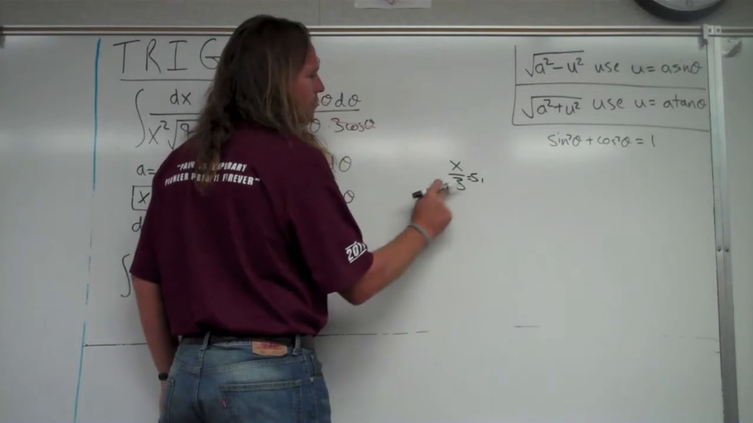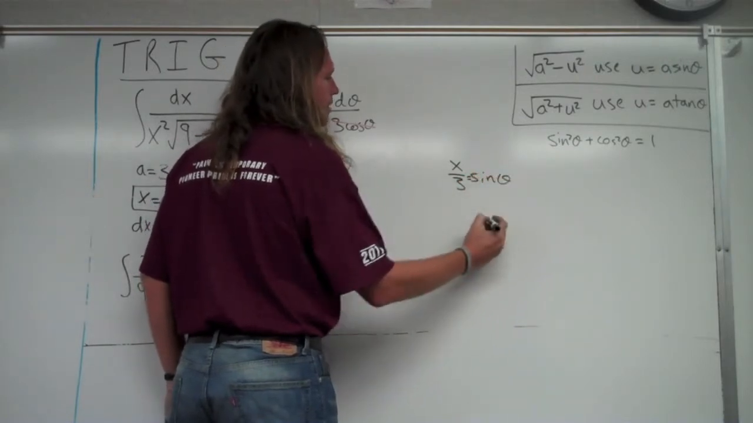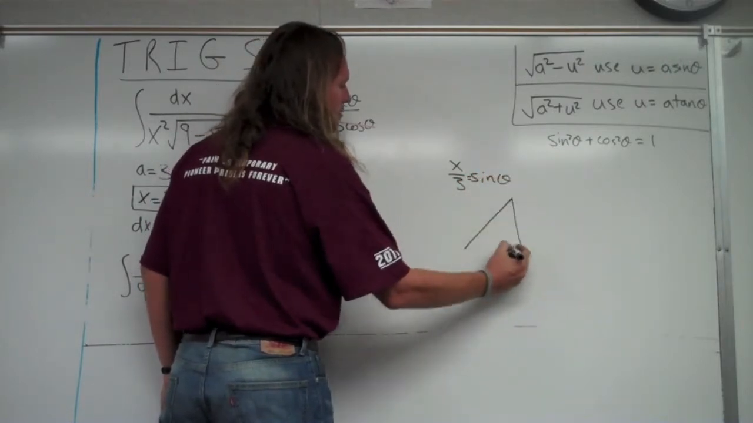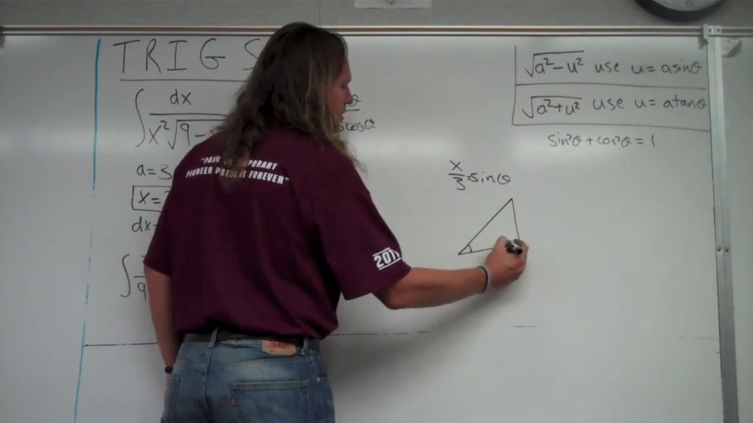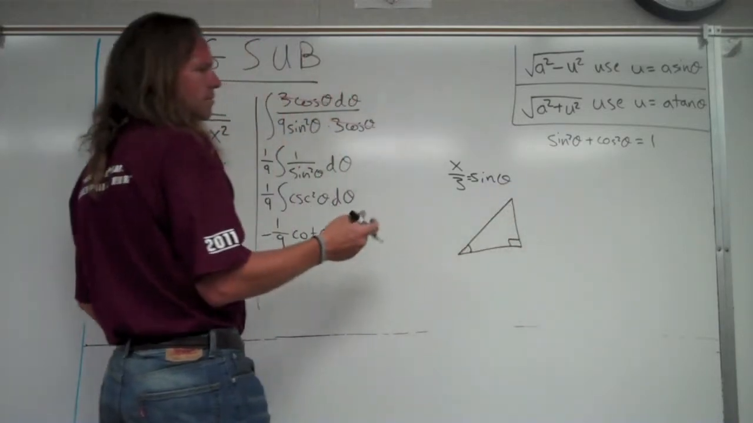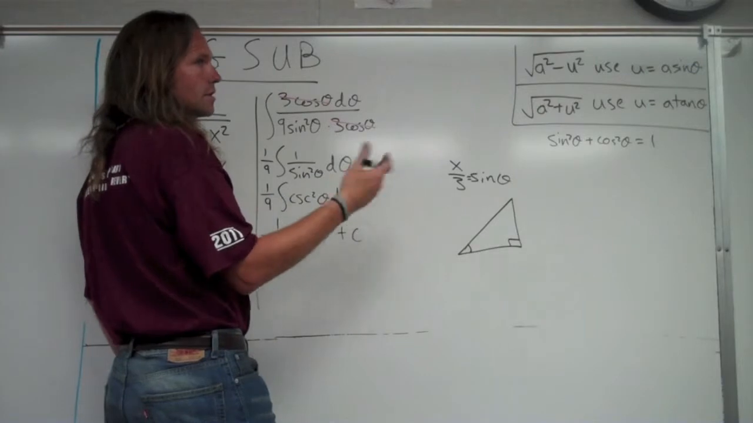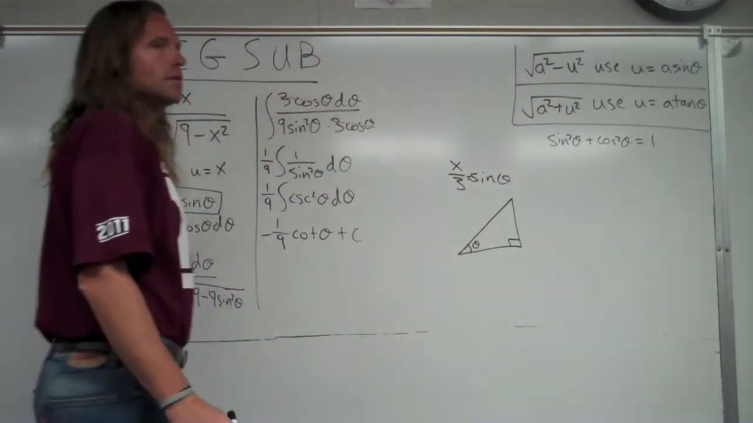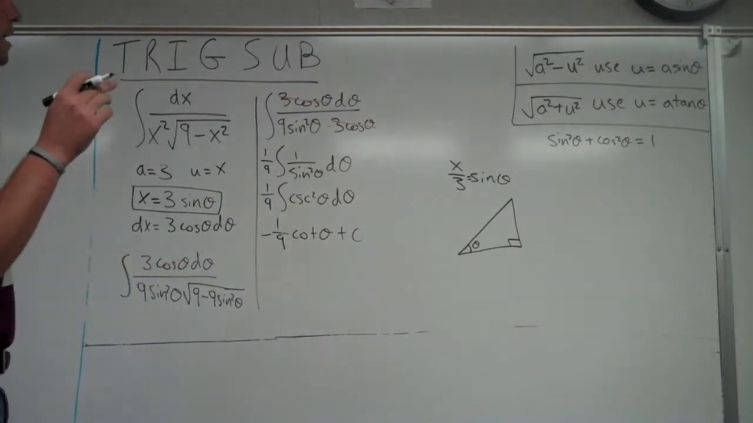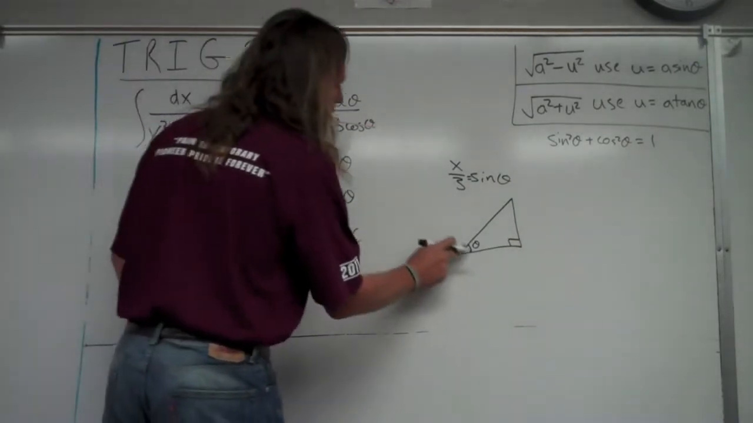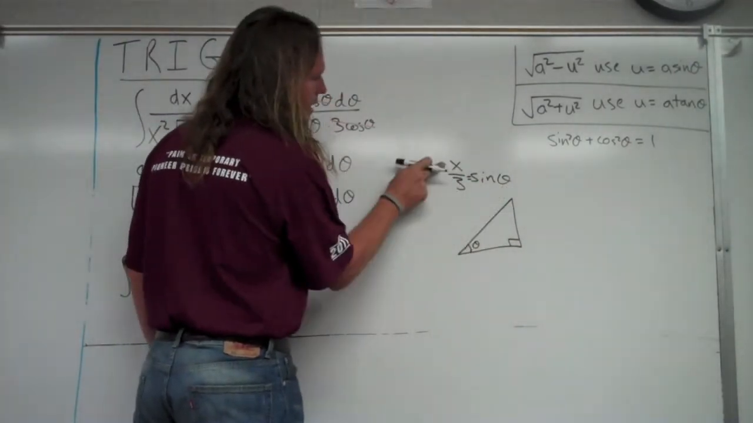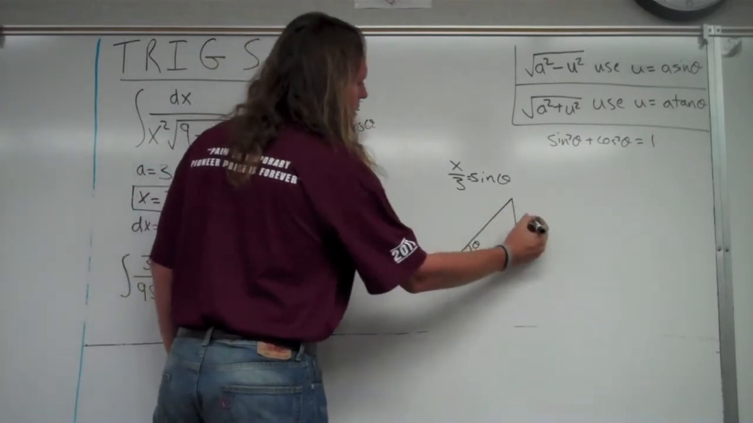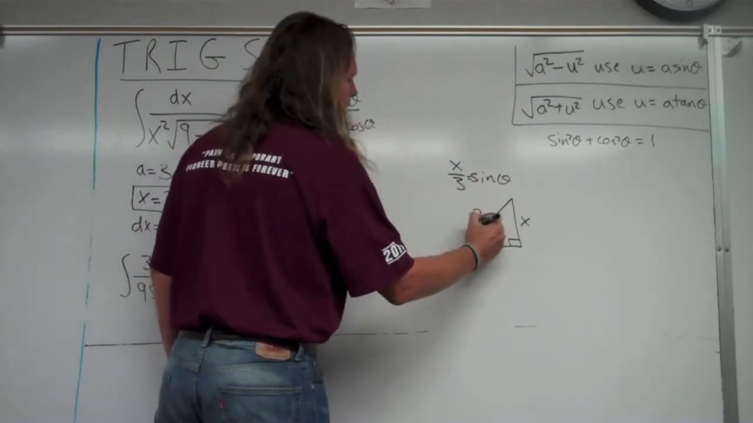So I have x over 3 equals sine of theta. Make a right triangle. Now, theta is in the spot where, when you put things into a sine or cosine function, it's an angle. So theta is an angle on this triangle. Sine is opposite over hypotenuse. So it's sine of theta, so x is the side opposite theta, and 3 is the hypotenuse right here.